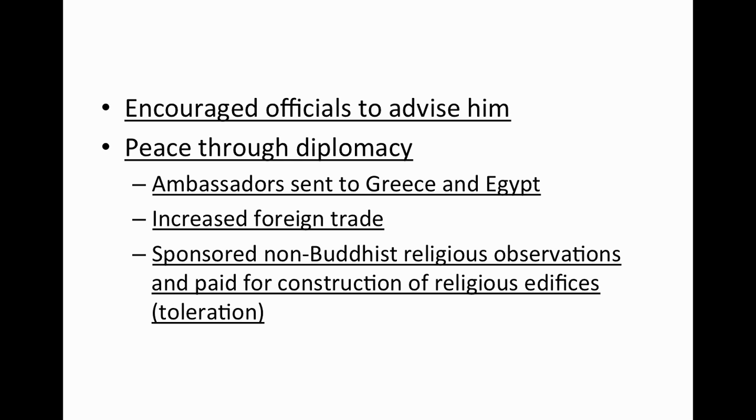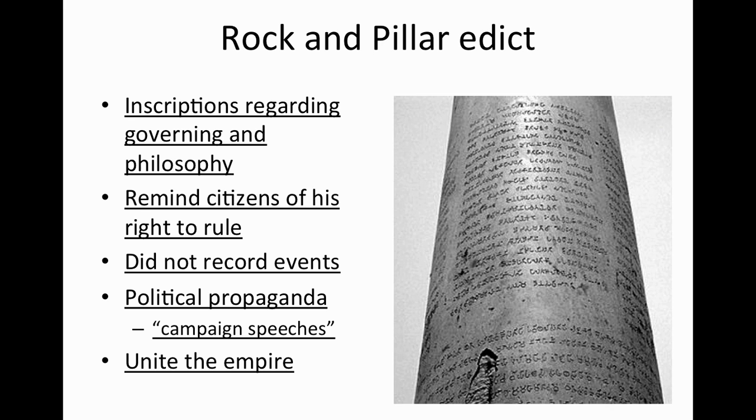He would send ambassadors to Greece and Egypt to improve and promote trade, and he would sponsor non-Buddhist religious observations and pay for the construction of other religious edifices, again, to kind of promote peace and promote tolerance, and maybe win over a few converts, right? That was kind of the purpose of that at times. That's his Rock and Pillar Edict, right?